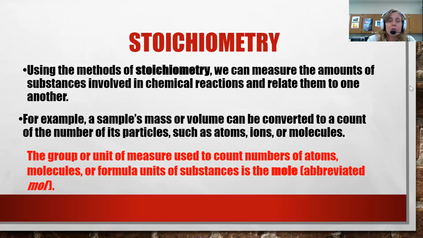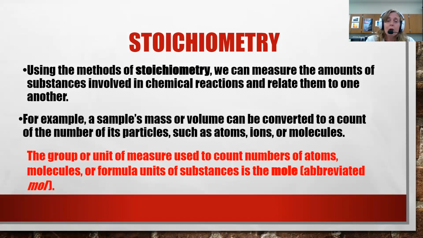So the methods of stoichiometry. We can measure amounts of substances involved in chemical reactions and relate them to one another. So we're actually going to take the last two chapters and combine them together. We're going to take the chemical reactions chapter and use that knowledge and the mole chapter to do some stoichiometric calculations.